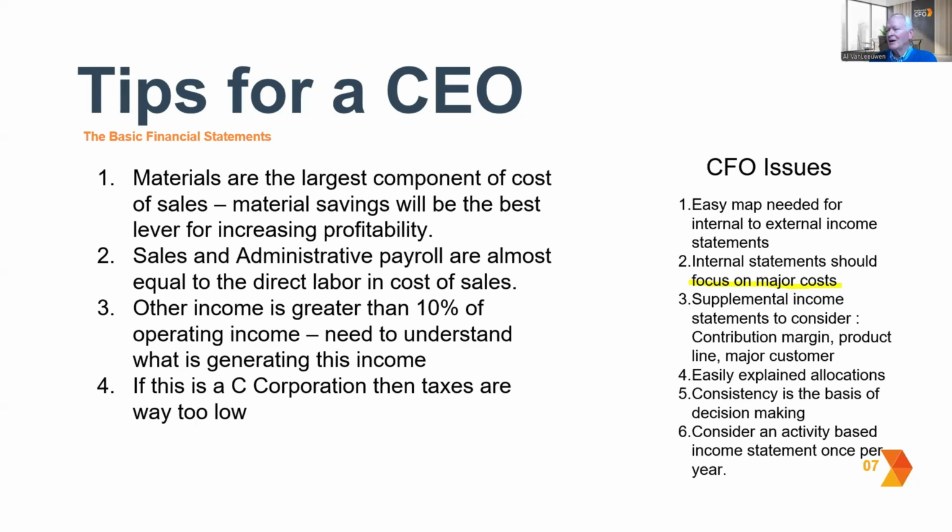It might be a contribution margin income statement. It might be a product line income statement. It might be a major customer income statement. One of the important items to note is consistency and application of your preparation of your financial statements helps decision making. And then if I were a CFO, I would consider having an activity-based income statement at least once a year. That's fairly a difficult process, but it can be very eye-opening.